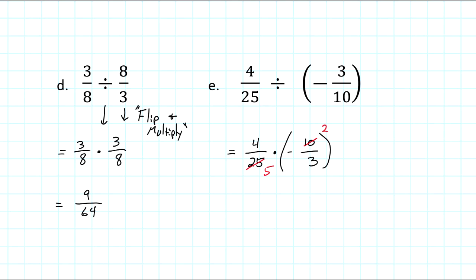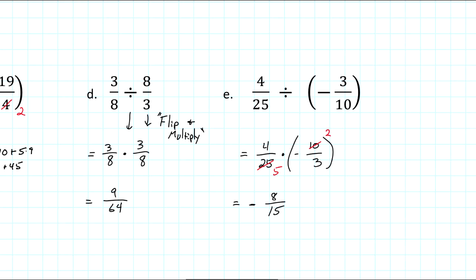And looking around, 4 and 5 won't reduce, 4 and 3 don't reduce, 2 and 5 or 2 and 3 don't reduce. It always has to be top and bottom. Whenever we reduce, it's always top and bottom, never across. And that looks like all the reduction we can do. We have a positive times a negative, so this will be negative 8 over 15. And that's it.